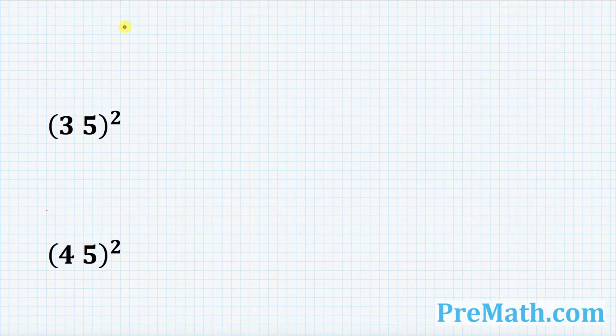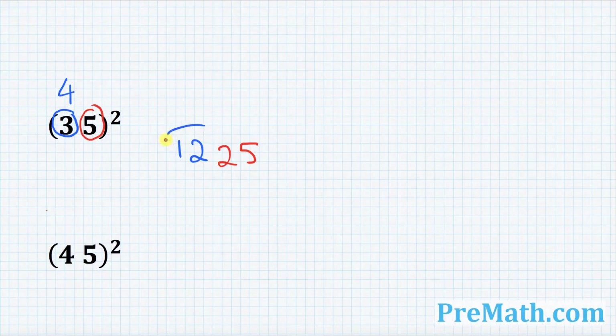Let's move on to the next problem right now. How are you going to do this one? 35 squared. Once again, your right hand side is what? 5. So 5 squared is going to be what? 25, of course. And look at this, the left hand side number is what? 3. Now what comes after 3? Obviously it's going to be 4. So the number next to 3 is 4. 4 times 3 is what? 12. So 1225 is your answer.